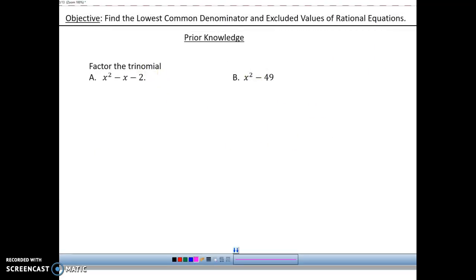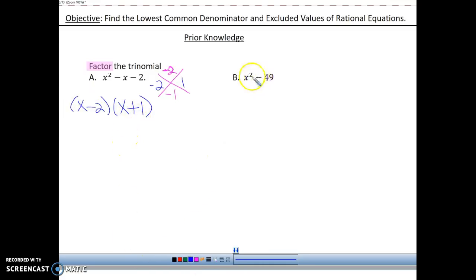We're going to move on to the prior knowledge. The prior knowledge of our lesson is asking us to factor the trinomial for part A. In order to factor a trinomial, I like to do the x, or you guys can do the table, but A times C would be -2 and our B value would be -1. Two numbers that multiply to -2 and add up to -1 would be -2 and +1. So we can use our shortcut. It would be x minus 2, x plus 1, and that would be our answer to part A.